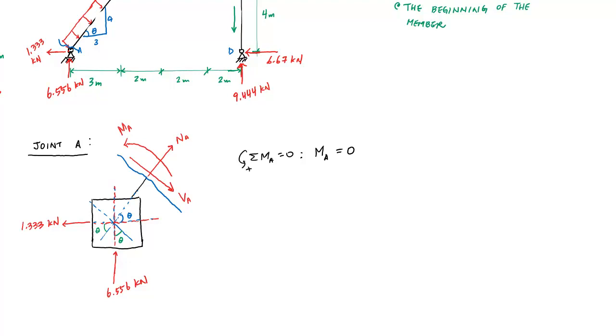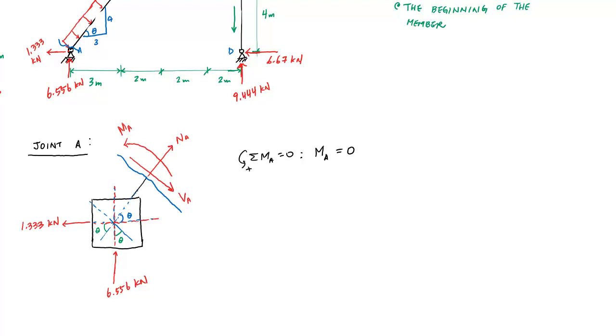Now I could just sum the forces in the horizontal and vertical and break up NA and VA into horizontal and vertical components. You would end up with two equations, two unknowns, and you have to do a little bit more algebra and solve for NA and VA. So that's definitely an option.